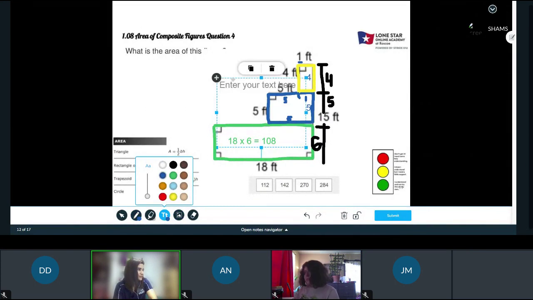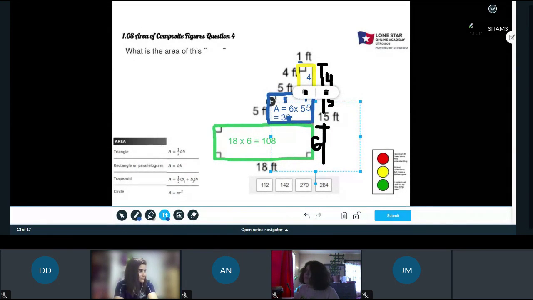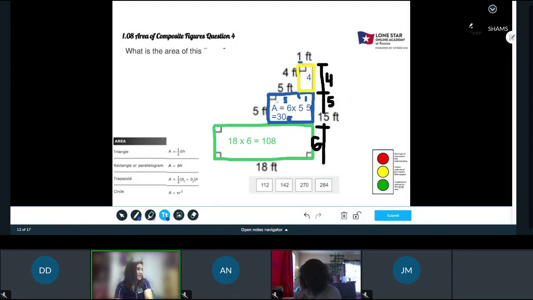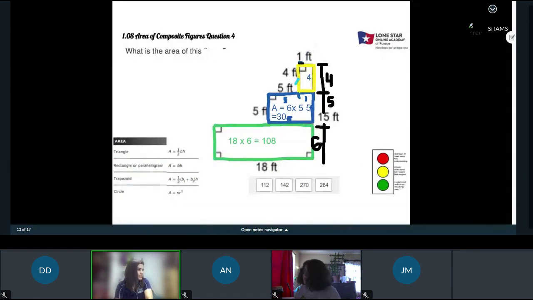So in order to find the area of the blue rectangle, I personally had to do 6 times 5. If there's feedback, let me know. Yes? I'm not going to leave space, so it is 30. I got an area of 30 for the blue. Then I have the yellow rectangle. For the yellow rectangle, I have a base of 1, height of 4, so the area is also 4.